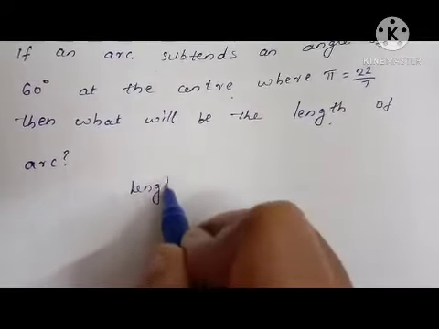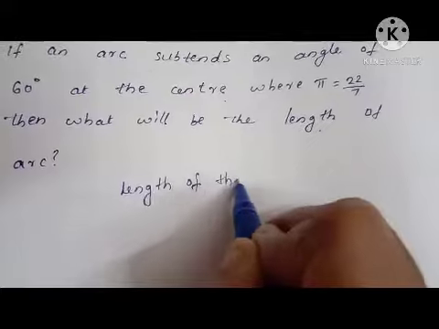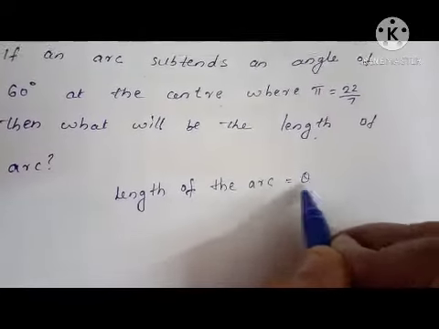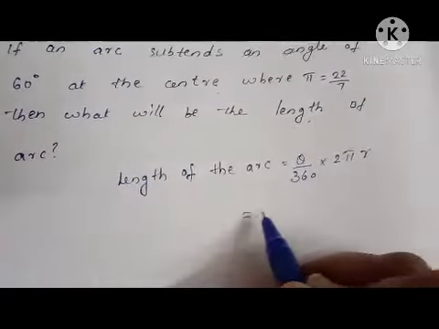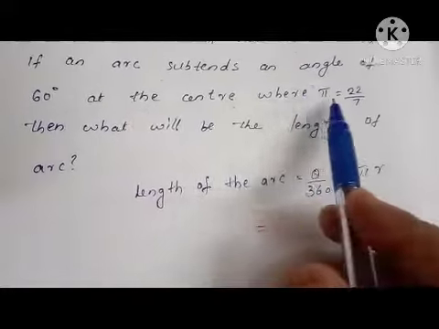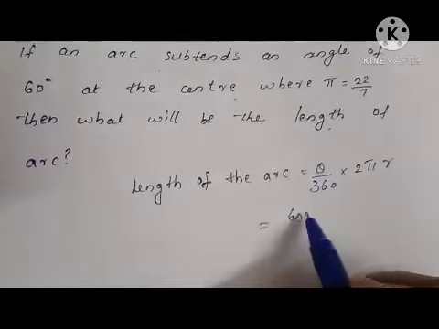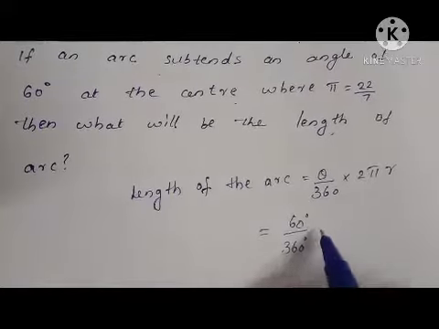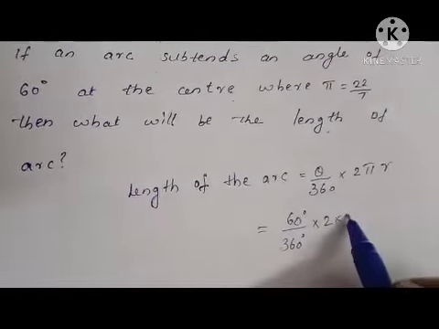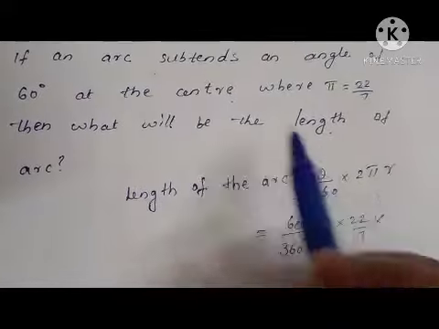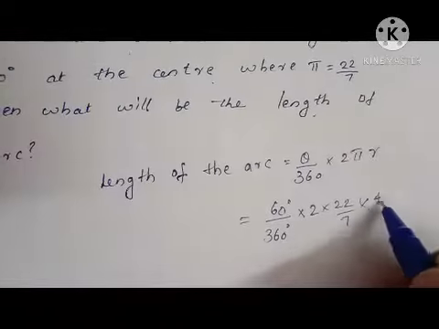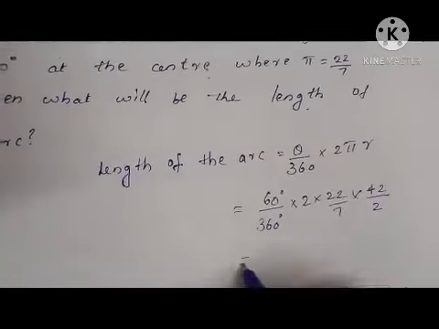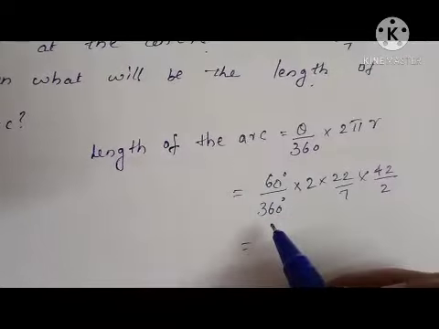So what is the equation for finding the length of the arc? Length of the arc is equal to theta by 360 into 2 pi r. Okay, then what is theta here? Angle subtended is 60 degree. So 60 degree by 360 degree into 2 into pi, which is given as 22 by 7, into the radius. The diameter is given as 42, so radius will be diameter by 2. Okay, then we can simplify and get the answer.